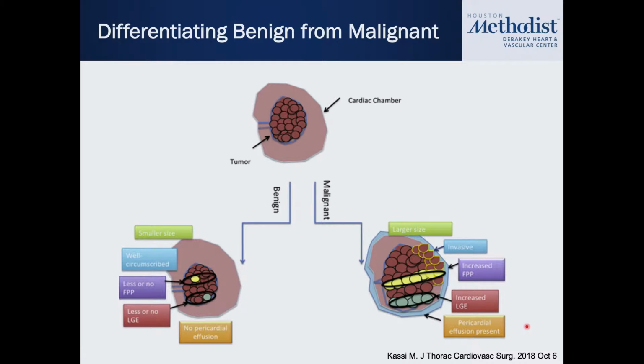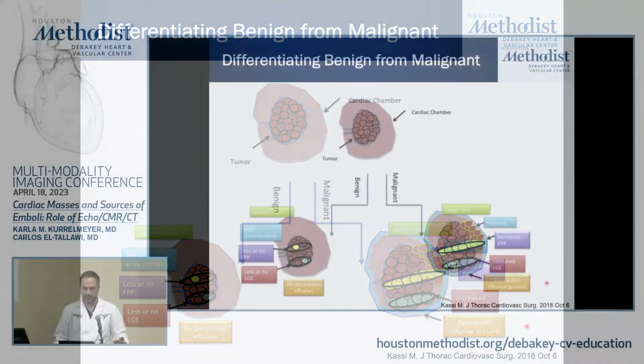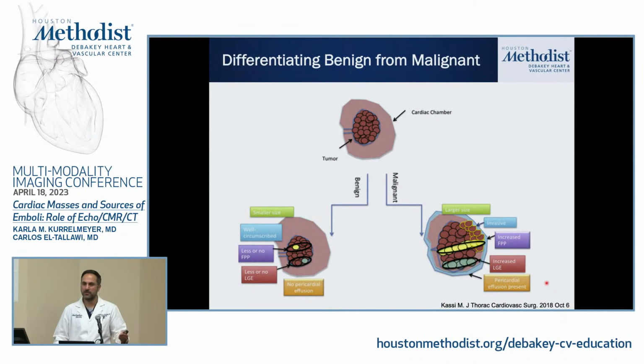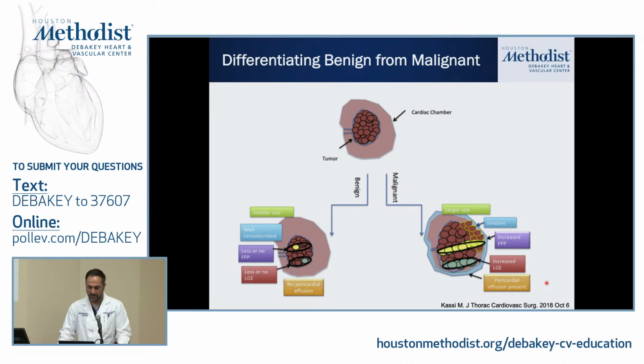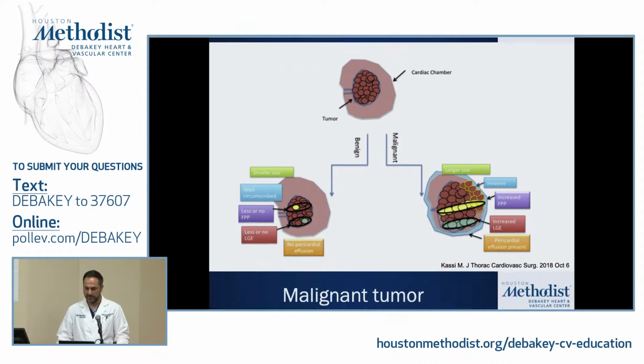Benign tumors, they have probably all of that, but to a lesser extent. So they are smaller. They're usually well circumscribed. They don't have this irregular morphology. They have no or very minimal first pass perfusion, and they have also no or very minimal late gadolinium enhancement, and they usually are not associated with a pericardial effusion because they're not invasive.